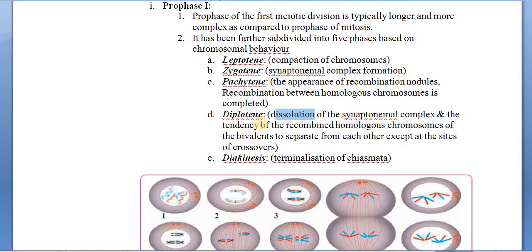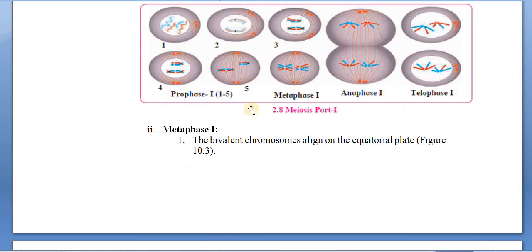The tendency of the recombined homologous chromosomes of the bivalent is to separate from each other except at the site of crossover, that is chiasmata. And in diakinesis, there is terminalization of chiasmata. These are the stages in prophase 1.